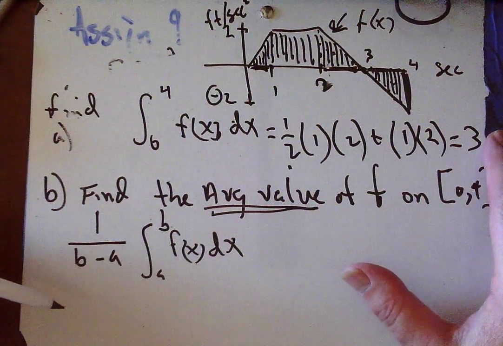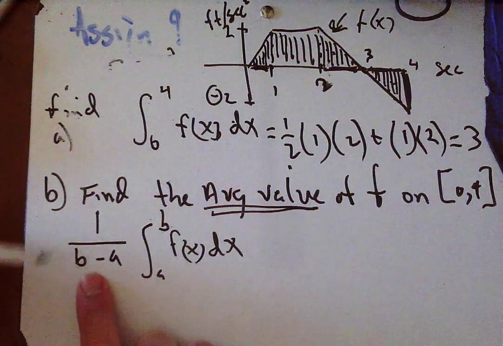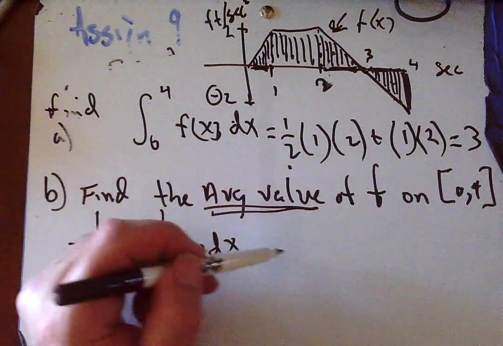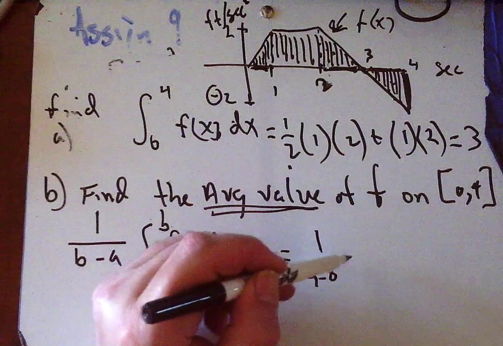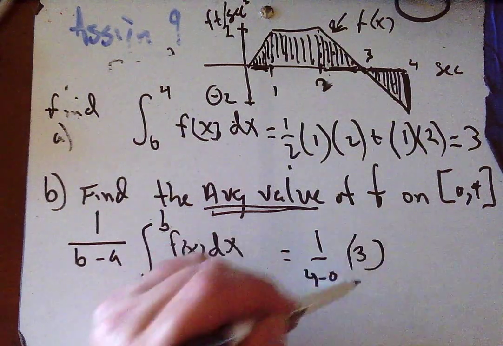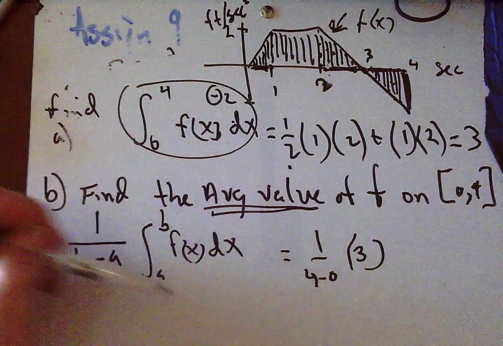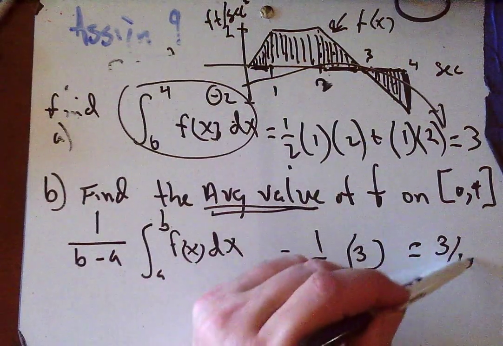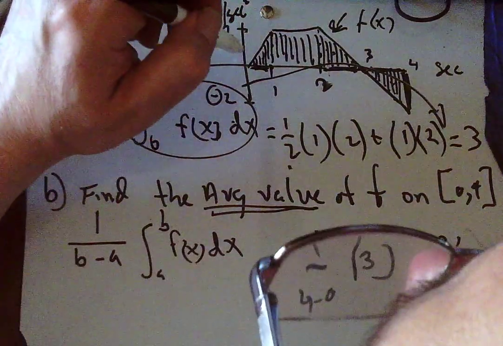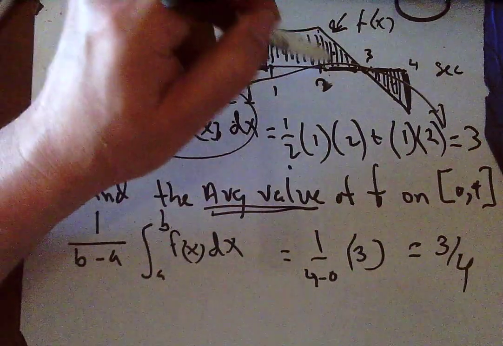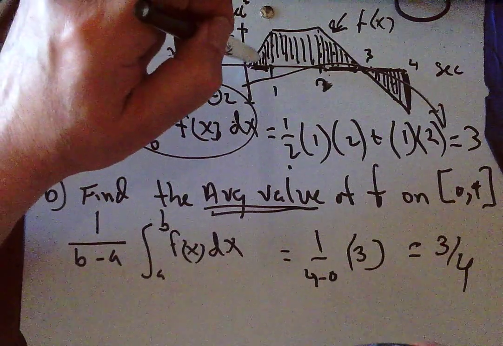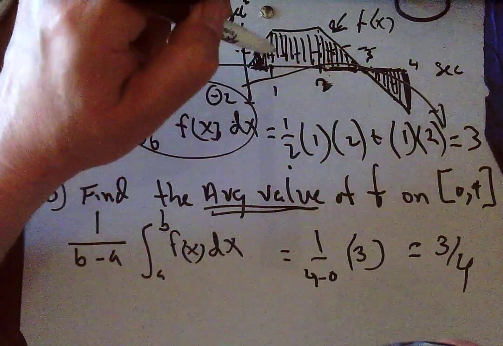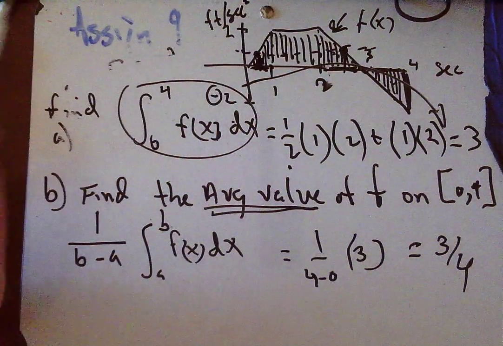Oh wait, we did already. And multiply by 1/(b minus a). Our b value is 4, our a value is 0. And so that's going to be 1/(4 minus 0) times that integral. And that integral was 3. So 3/4. Okay, so that means the average of all these heights is somewhere here, 3/4, and here, 3/4.